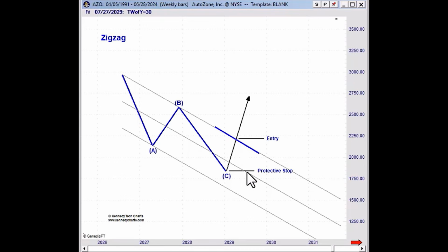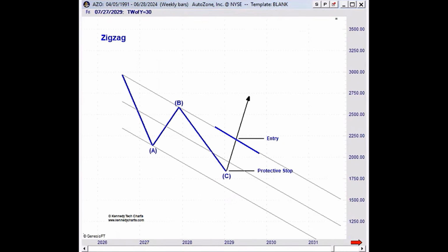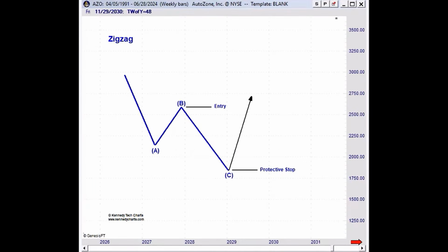Now, in this instance here, again, I do recommend your protective stop being just below the extreme of wave C. Now, notice, again, this approach here is very aggressive, in my opinion, but in so doing, you have a very, very small risk. This approach here is less aggressive, but under this approach, you're actually assuming more risk. Okay. Now, another approach here, and I talk about this specifically in my book, is simply to wait for the wave B extreme to give way, but also, this advance must develop in 5 waves. So now we're beginning to see a really conservative type of entry technique. And of course, your protective stop is the extreme of wave C.